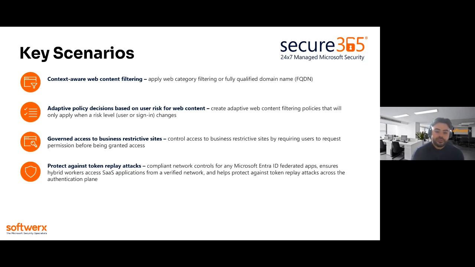Governed access to business restricted sites, again, goes back to Sage, restricting access to certain sites. If you've got anything in the browser, restricting access to that based off the risk scores. And then lastly, touching back on token replay attacks, rendering the primary refresh token useless unless you're coming through this Microsoft Security Service Edge that's been distributed from my environment.